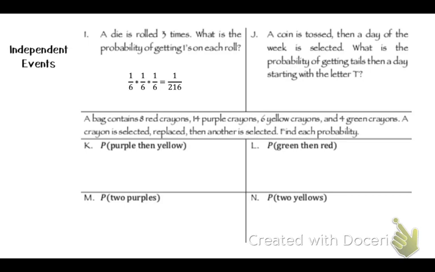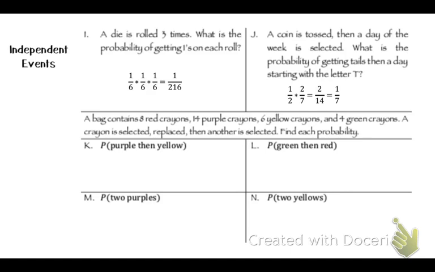If we look at this one, a coin is tossed and then a day of the week is selected. We want to know the probability of getting tails and then a day starting with the letter T. Where the probability of getting tails is 1/2. The probability of a day starting with T, well, there's only Tuesday and Thursday, so that's 2/7. So 1/2 times 2/7, that's 2/14, which is 1/7.